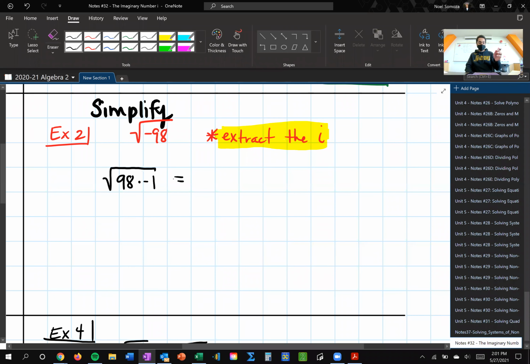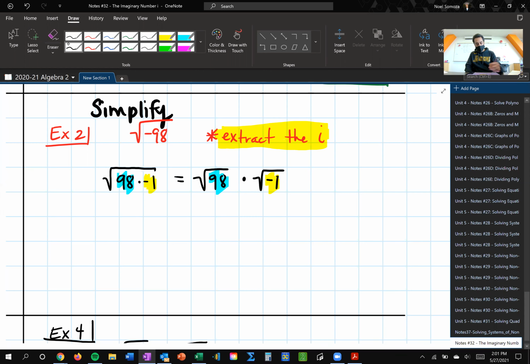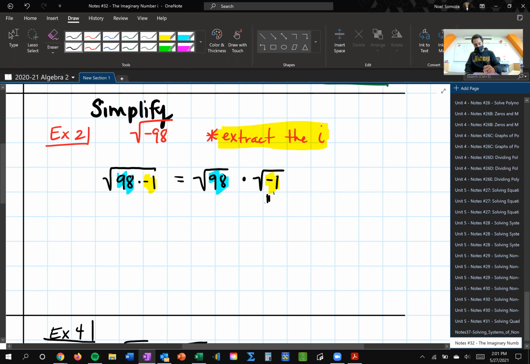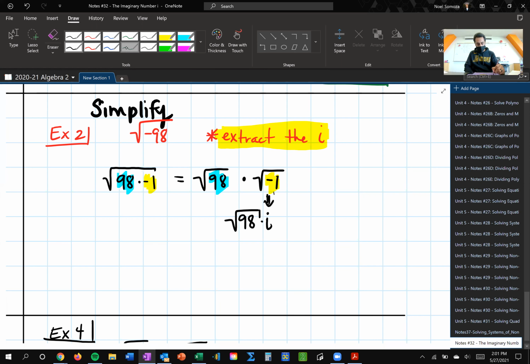And if we can write it as a product of two numbers, then you can split it up as the square root of 98 times the square root of -1. And then we know, hey, the square root of -1, that just becomes i. So now I have the square root of 98 times i. But there's more that we could do to simplify, right? We need to simplify the square root of 98. And so how do we do that?